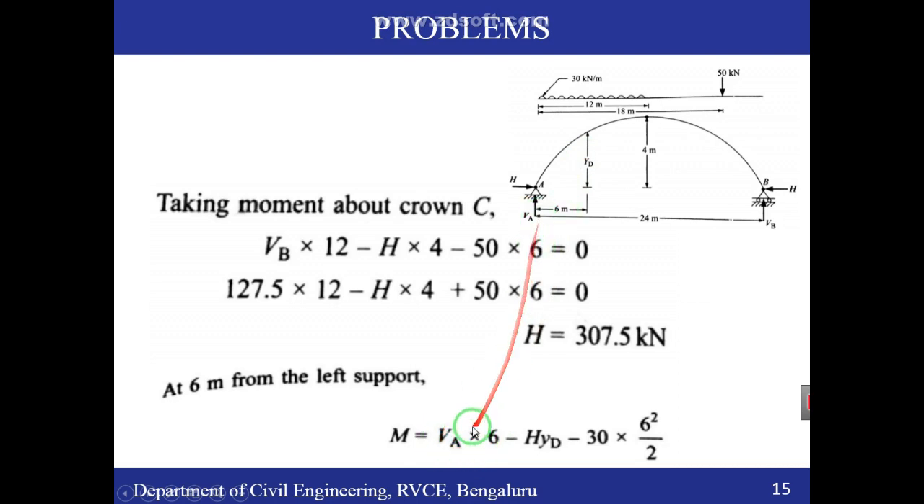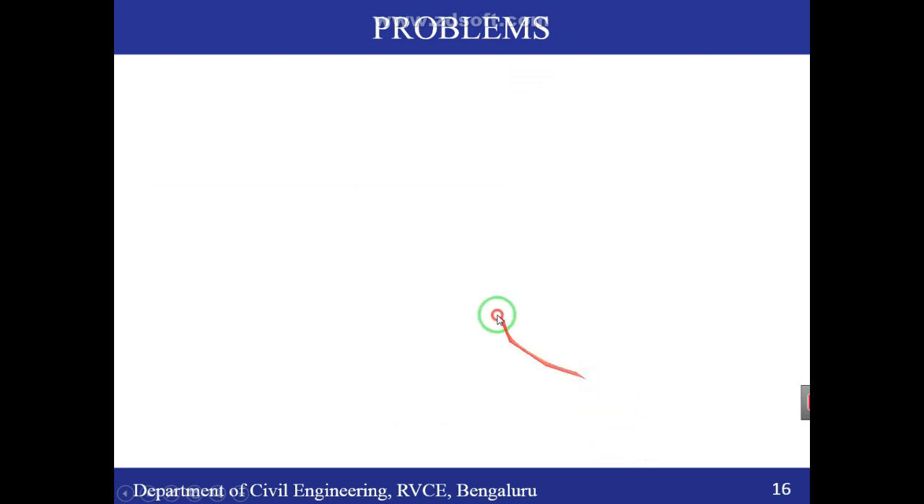We are going to take the moment of all the forces that act at this point, 6 meters. So that will be VA multiplied by 6, and the horizontal force multiplied by this distance yD, and also this 30 kilonewton per meter UDL over a span of 6 meters, that is 6, and the point of action will be half of this, that is 6 by 2. That is why it is 30 into 6 square divided by 2.